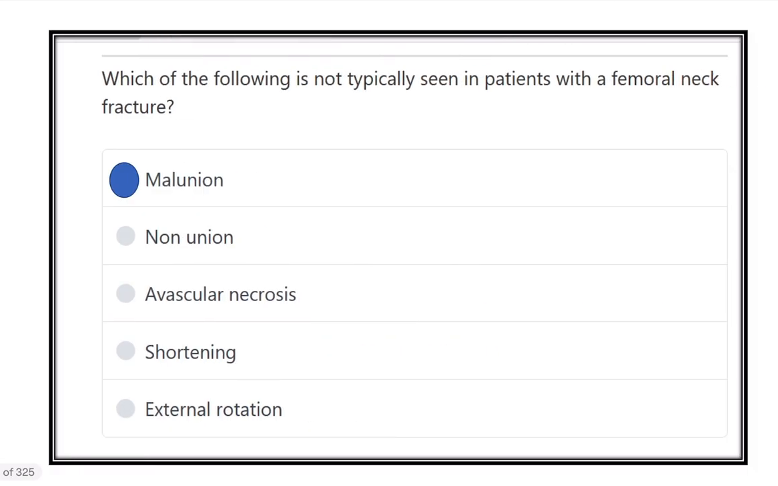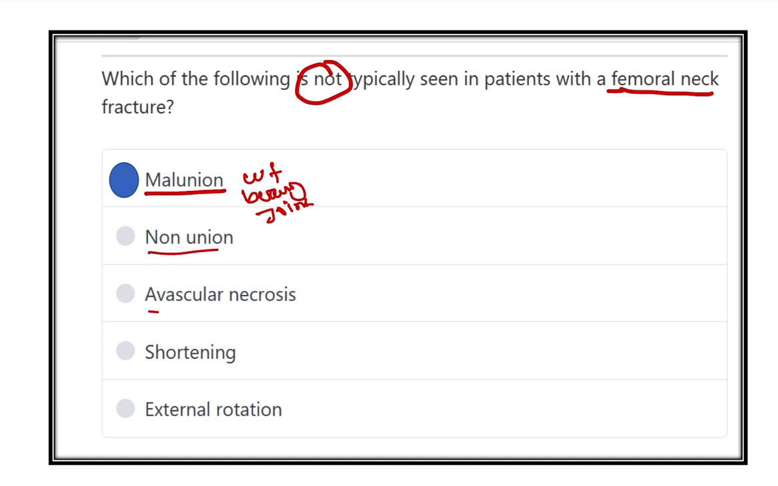So what is not typically seen in case of femoral neck fracture is malunion, because there will be union or non-union, but there is no chance of malunion because it is a weight bearing joint. So there is no possibility for malunion, but non-union may be possible. Avascular necrosis is a potential or well-known complication. Shortening also occurs when there is malunion or non-union, and external rotation usually occurs following the trauma. So this is all about the complications of the femoral neck fracture.